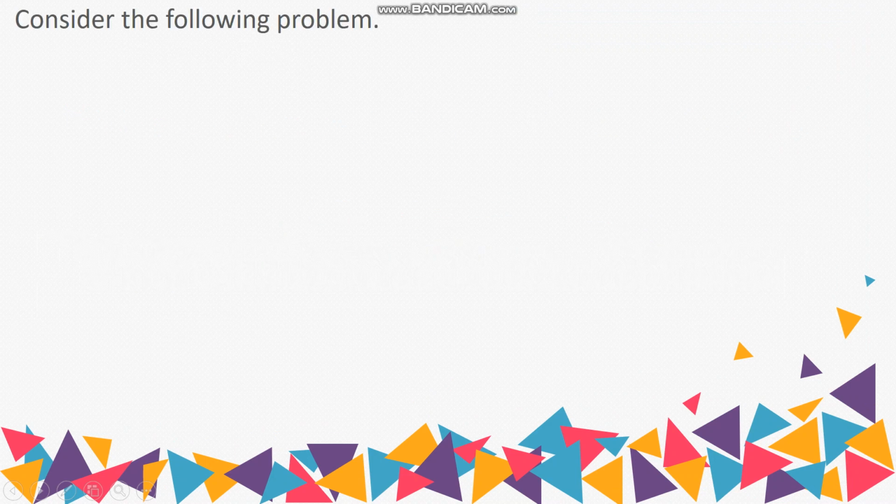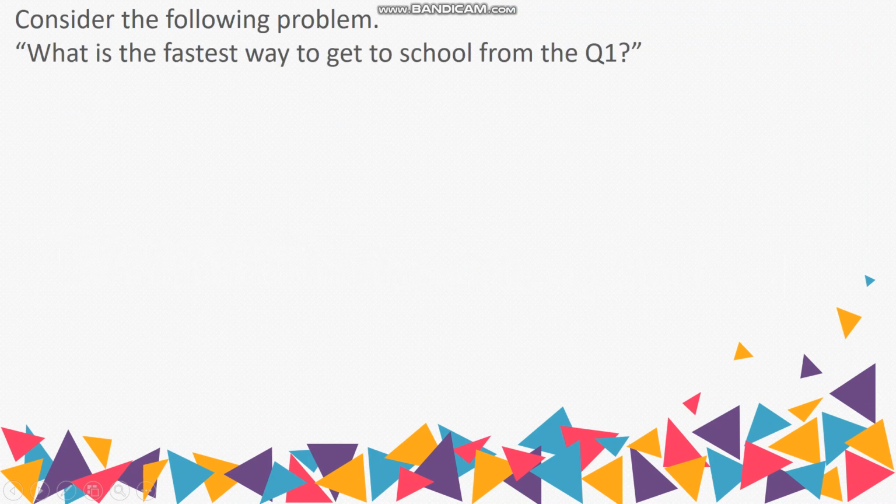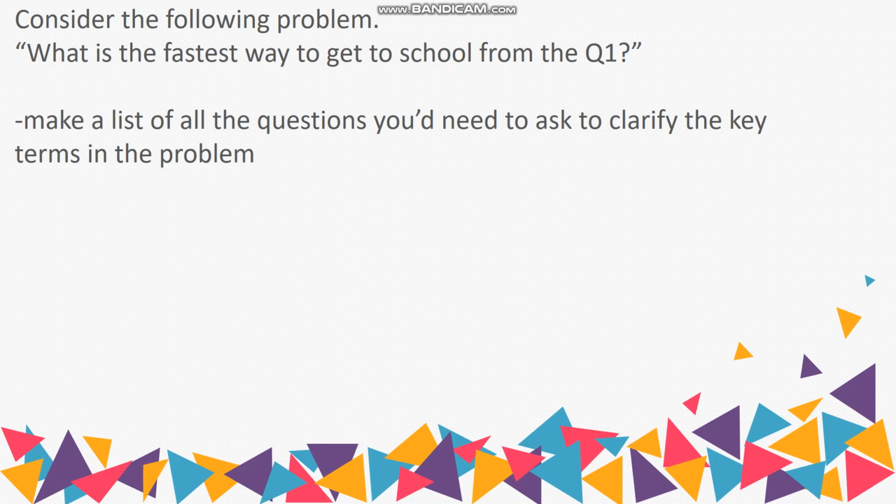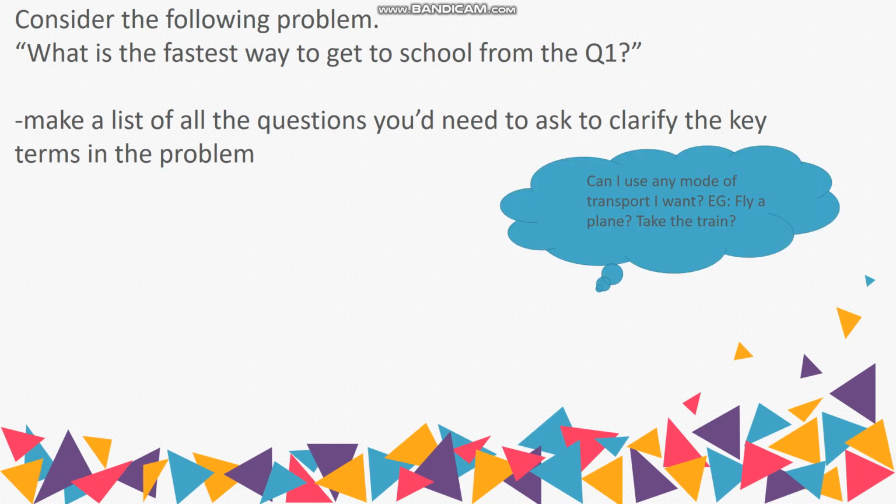So let's take this problem into consideration. I'm asking you to figure out the fastest way to get from school to the Q1. That should say, what is the most efficient way to get from school to the Q1. As soon as I ask this, I start thinking to myself a whole bunch of questions, such as can I fly a plane? Can I take a train? Can I hop there on one foot? Does everyone have to roll on their sides? How am I going to get there?